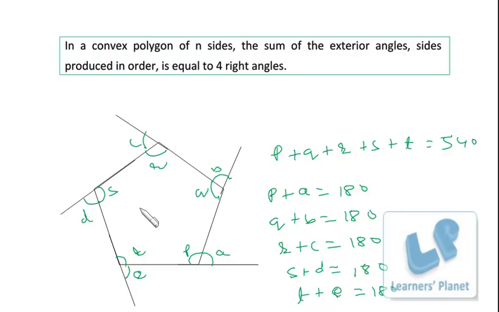The sum of all the exterior angles of a convex polygon is 360 degrees, whether it is a pentagon, a hexagon, or maybe a quadrilateral. So be clear about it, just note it down.